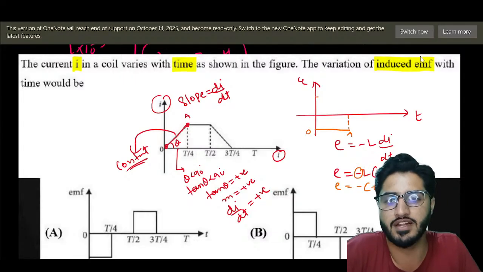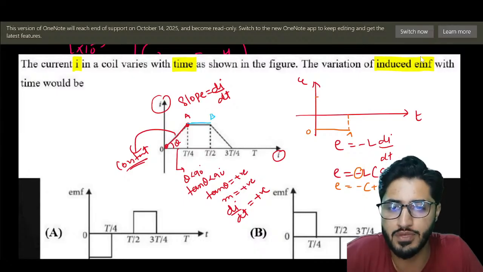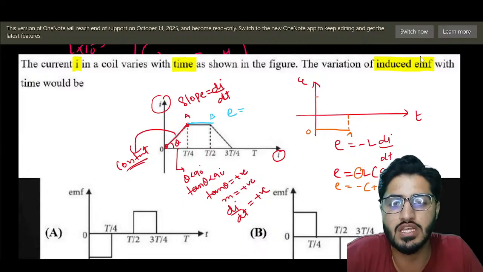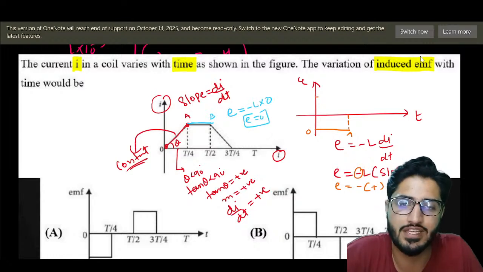Now this particular side, from A to B. A to B slope is 0. Slope is 0, so E equals minus L into 0. E came out to be 0. So my E is 0.